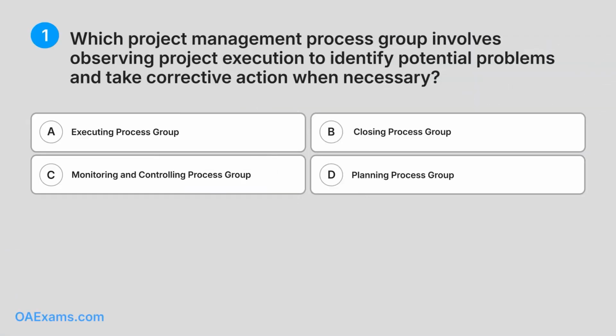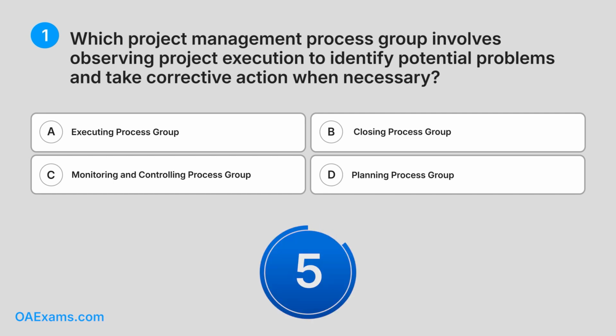1. Which project management process group involves observing project execution to identify potential problems and take corrective action when necessary? A. Executing process group. B. Closing process group. C. Monitoring and controlling process group. D. Planning process group. What do you think is the answer?